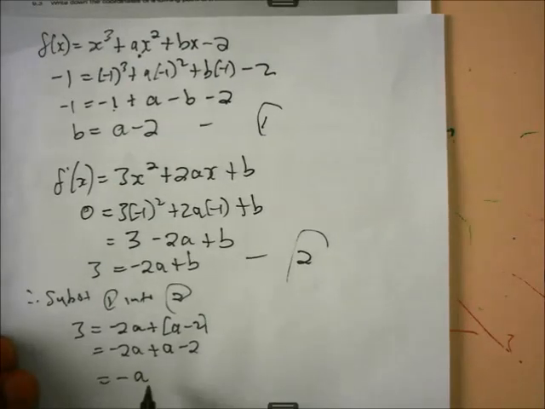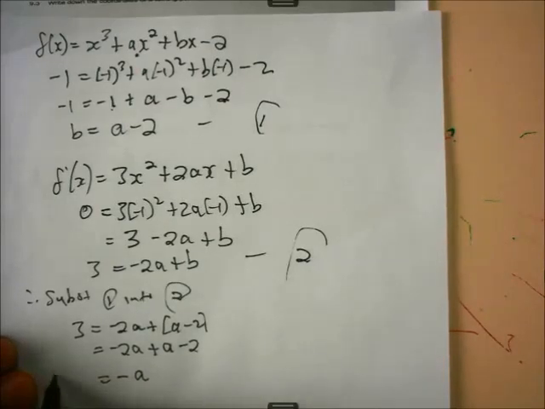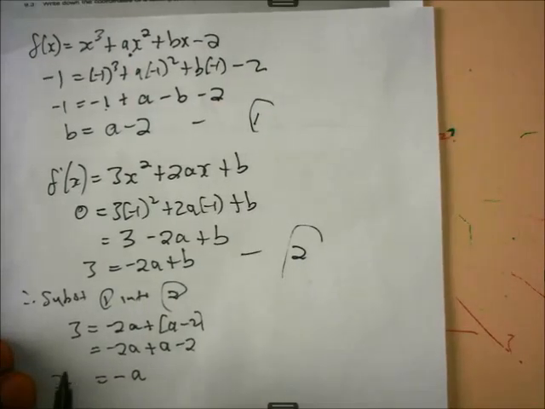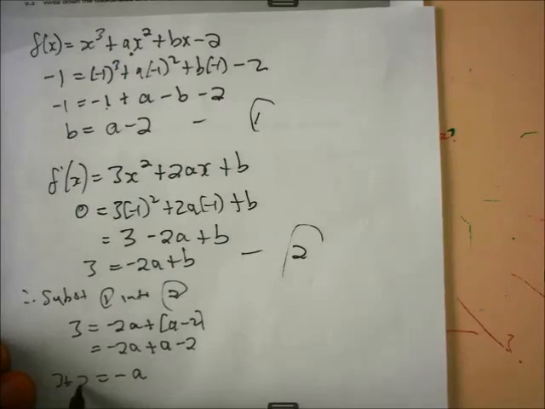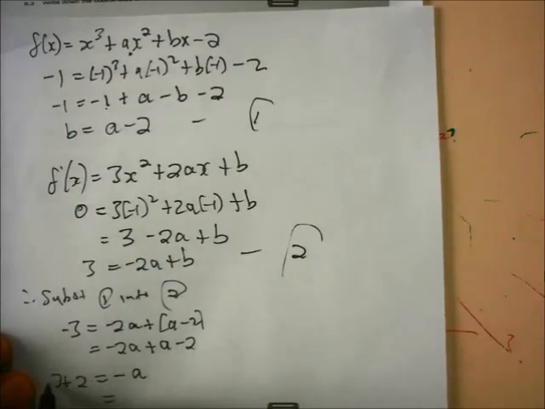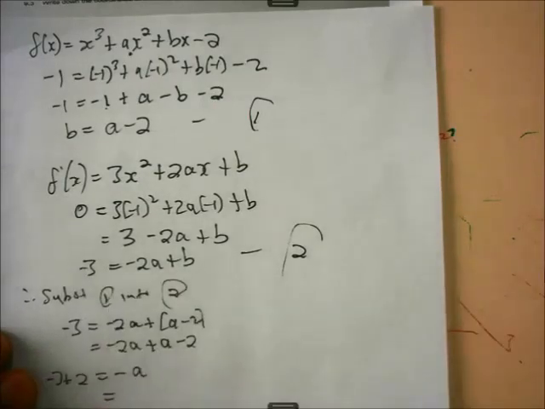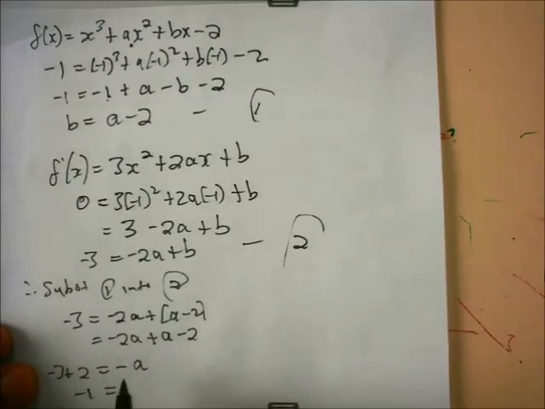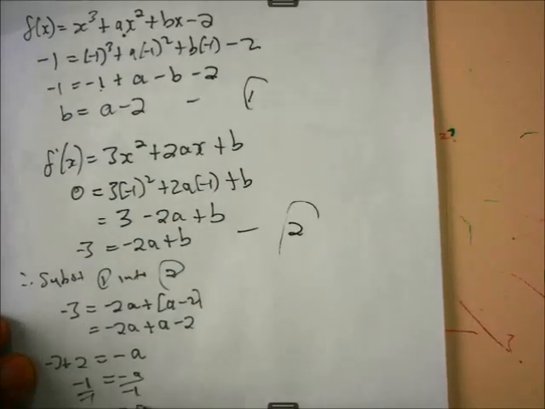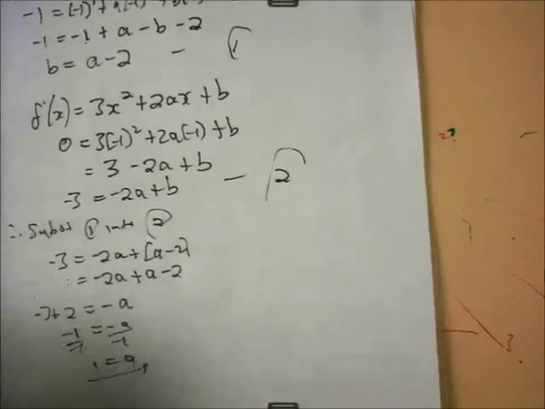Yes, now immediately from this one, we can move on. Let us take this on the other side. Now we have 3 plus 2. Then the answer there should be 3 plus 2 is 5 on the left, so negative a equals negative 1. Then divide by negative 1, divide by negative 1, then a is equal to 1.